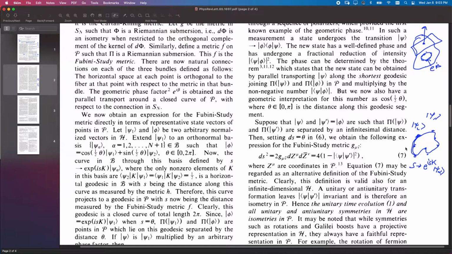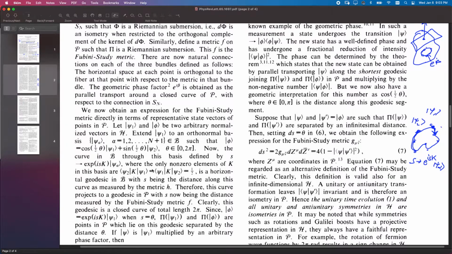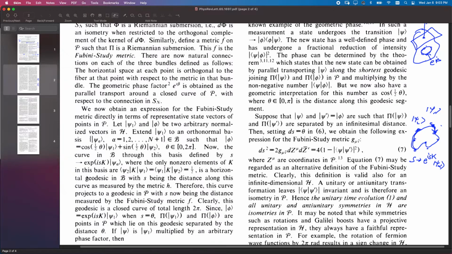All right, so I mean, maybe, because if I want to move from one state to the next, right? If I want to move from here to here, I apply a unitary operator onto my state. Maybe. Where the only non-zero elements of K in this basis are psi 2, psi 1, psi 1.